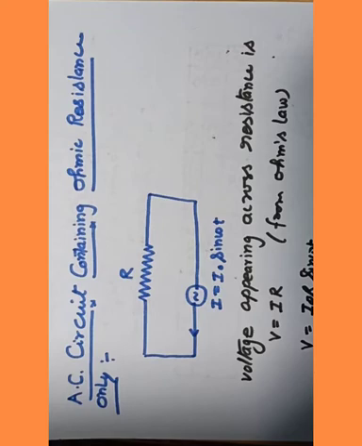Today I am going to take up the circuit part of AC current, and today's topic is AC circuit containing ohmic resistance only. Ohmic resistance means resistance which follows Ohm's law.